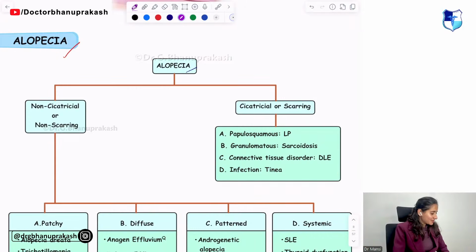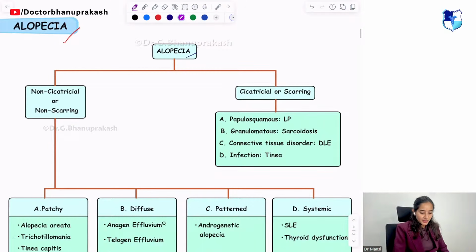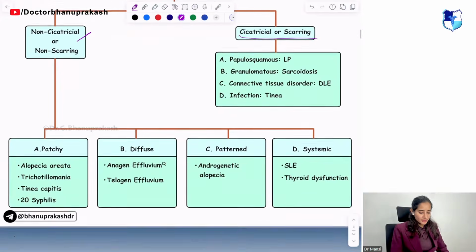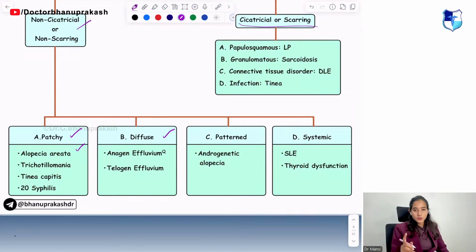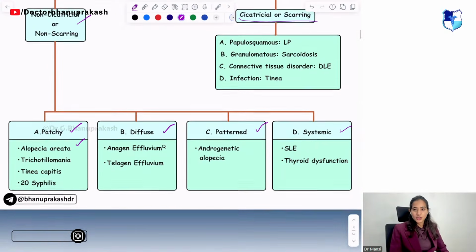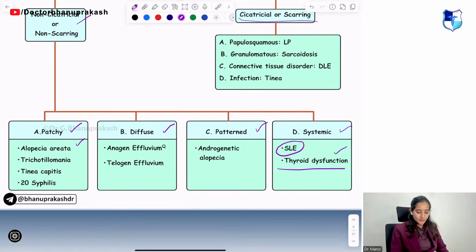So alopecia is hair loss. Yes, Anirudh, absolutely. We have non-cicatricial or non-scarring type of alopecia, and we have cicatricial or scarring type of alopecia. In non-scarring, we have to read about patchy alopecia, which is alopecia areata, as we'll see with the image as well. We have diffuse type of alopecia, we have patterned, and in the end, systemic alopecia, which is associated with SLE and thyroid dysfunction.